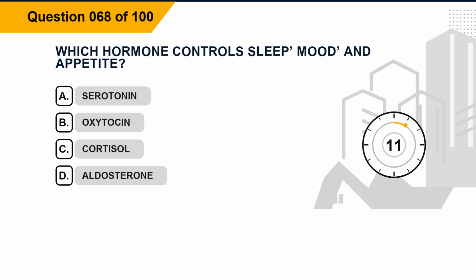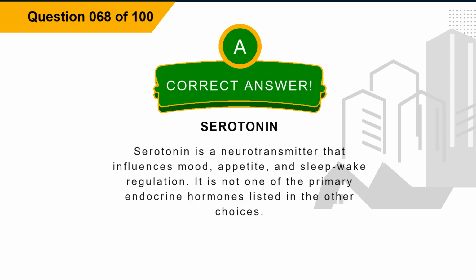Question 68. Which hormone controls sleep, mood, and appetite? Option A, serotonin. Option B, oxytocin. Option C, cortisol. Option D, aldosterone. The correct answer is option A, serotonin. Explanation. Serotonin is a neurotransmitter that influences mood, appetite, and sleep-wake regulation. It is not one of the primary endocrine hormones listed in the other choices.